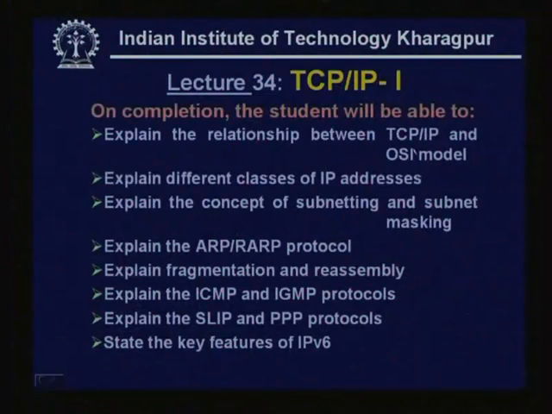And on completion, the students will be able to explain the relationship between TCP/IP and the OSI model. They will be able to explain the different classes of IP addresses, and the concept of subnetting and subnet masking, and address resolution protocol and reverse address resolution protocol, ARP and RARP. They will be able to explain fragmentation and reassembly that is necessary while doing Internet working, and to explain ICMP and IGMP protocols and how they are used in conjunction with IP protocol.